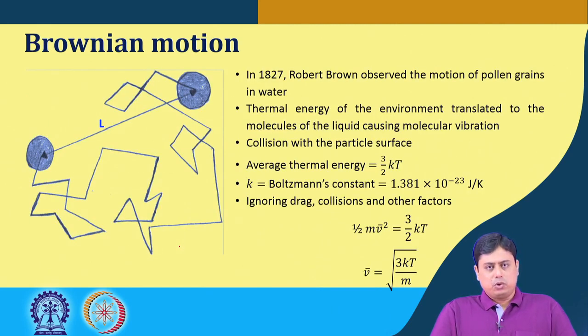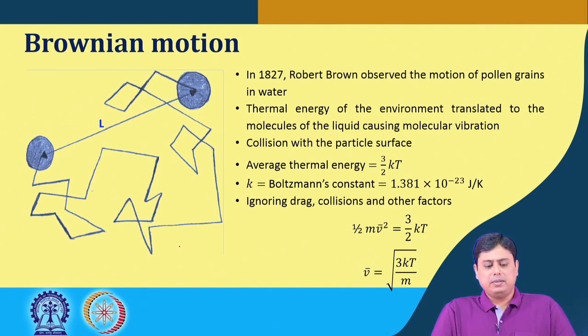Now, Brownian motion in 1827 was observed by Robert Brown, after whom it is named. He observed the motion of pollen grains in water, and this kind of random walk has been named after that.